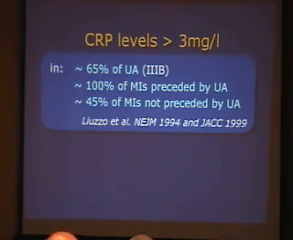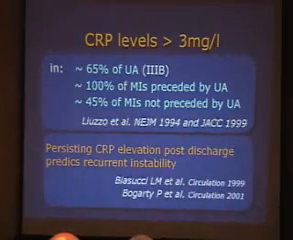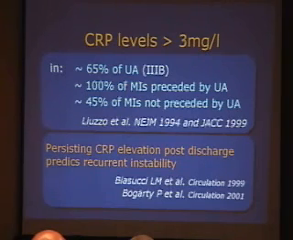But the story goes on. Here, persisting CRP elevation post-discharge predicts recurrent instability. This is the paper we published with Luigi Biasucci in Circulation 99. And this is a similar paper in a follow-up study by Peter Bogaty in Canada, published in Circulation in 2001. So these patients that tend to have recurrent events tend to have elevated inflammatory markers, CRP or interleukin-6.